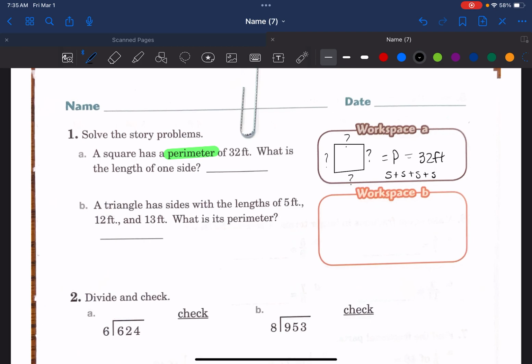B, a triangle has sides with the lengths of 5 feet, 12 feet, and 13 feet. What is the perimeter? Okay, if you're not sure what to do in that one, draw a triangle. Okay, let's say this one's 12 feet. Make this one a little bit longer. That's 13 feet. And that one's 5 feet. Perimeter, we're making a triangle fence in our backyard. How much would that be?